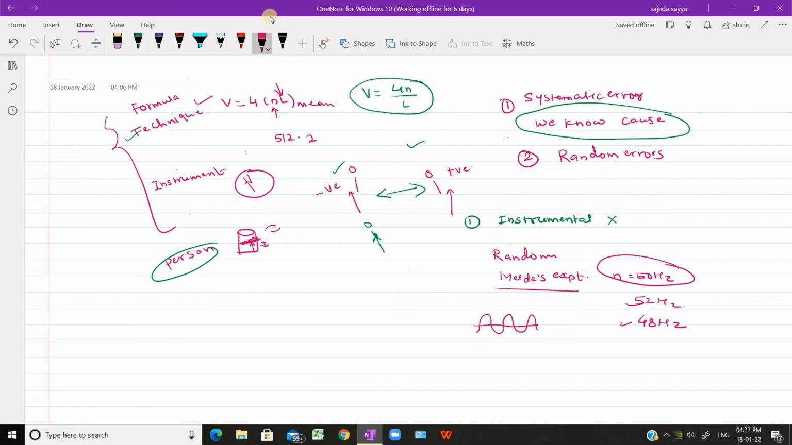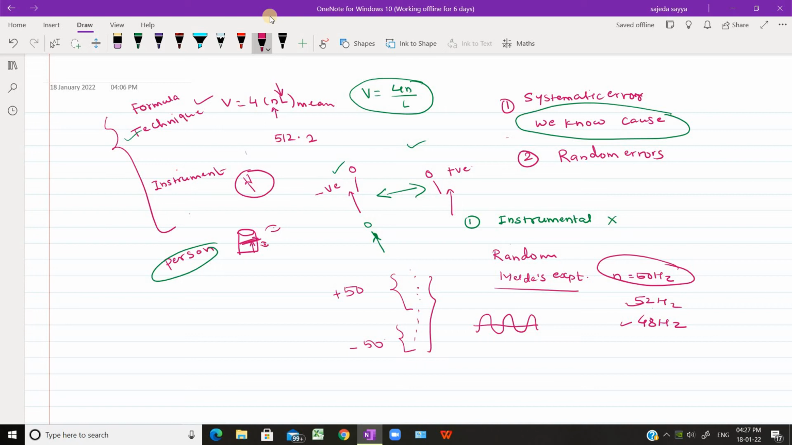What it says is that you need to take a large number of readings. As per the principle of probability, suppose you have taken 100 readings, then 50 are positive errors and 50 are negative errors. If you sum them up and find the average, then automatically the negative and positive errors are minimized.